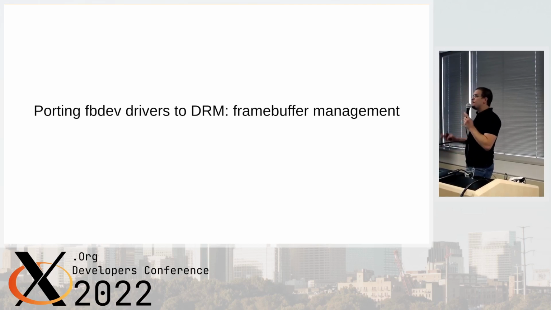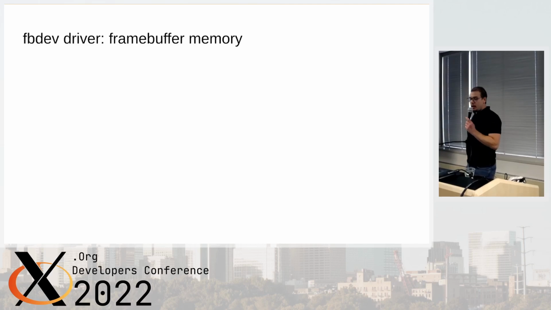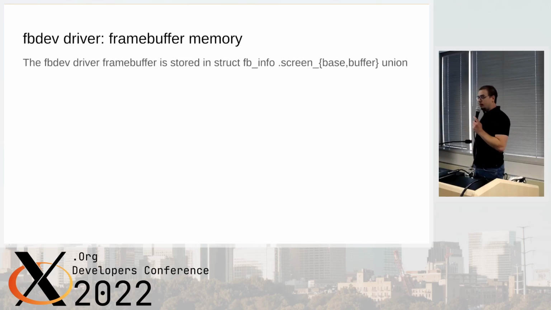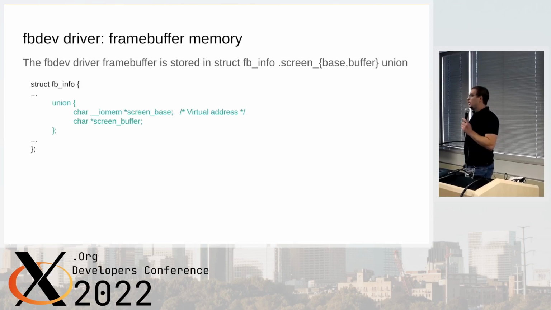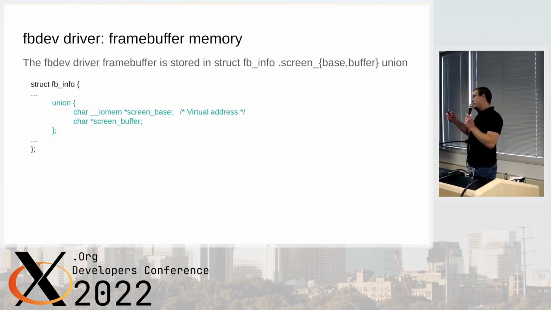Okay, so writing a DRM driver is similar to other subsystems, where you define a structure, you register, and so on. But I think that the important bit that I had to focus on was the frame buffer management. So the first step was for me to understand how the frame buffer memory was handled by fbdev drivers. So basically, the drivers store the frame buffer memory into a field of the fb_info data structure. This is a union. You use screen_base if this is I/O memory, or screen_buffer if it's stored in system memory.